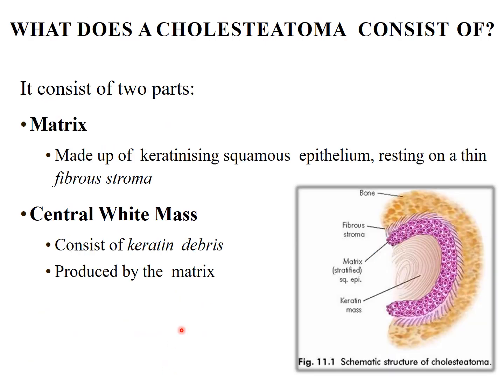So what does the cholesteatoma consist of? It basically consists of two parts, the matrix and the central white mass. The matrix is made up of the keratinizing squamous epithelium resting on a thin fibrous stroma, while the central white mass consists of the keratin debris which is produced by the matrix.